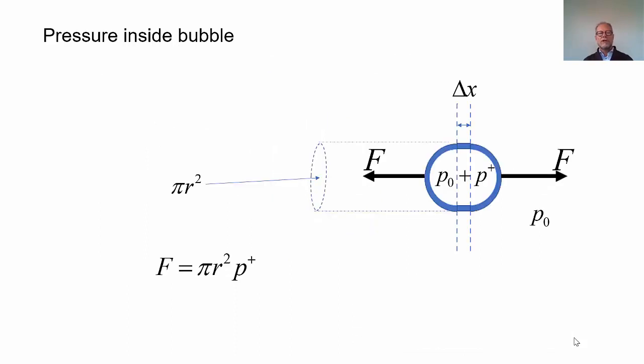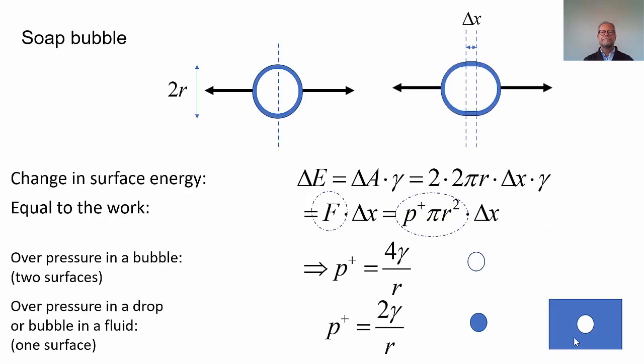So then we have shown how we can come up with that formula. Now we are looking at the surface energy and the work performed and put them equal. The change in surface energy is equal to delta A times gamma, and we already have formulas for that. And the force, we have a formula for that as well, times delta X. Putting these together, we find the pressure inside the bubble, and it's 4 gamma divided by R.